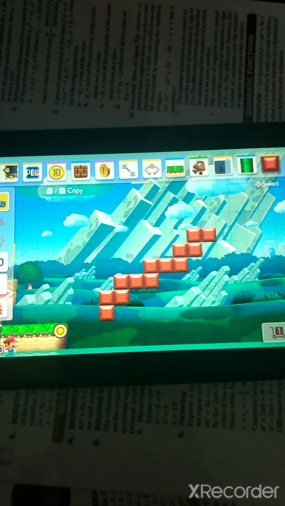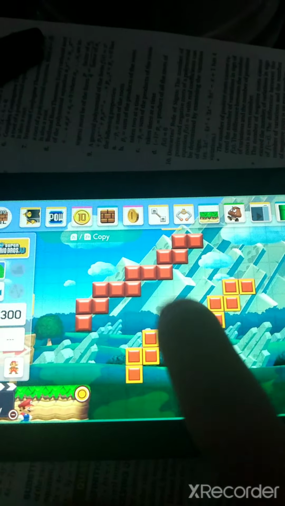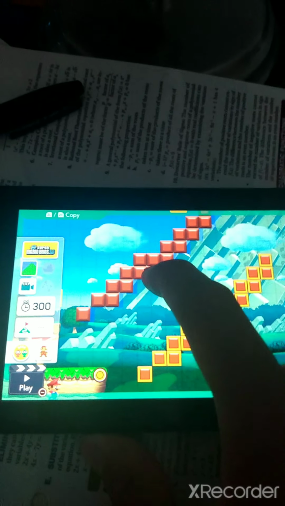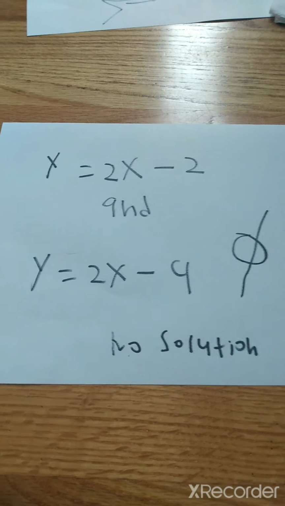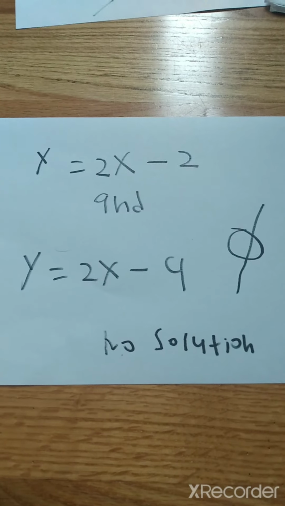That is pretty much saying we are copying and pasting a slope and moving it onto another part of the graph. Like this y-intercept is different from that one. They're the same slopes, but they're starting on different positions. So pretty much we're copying and pasting. And that can prove why these 2 are no solution.